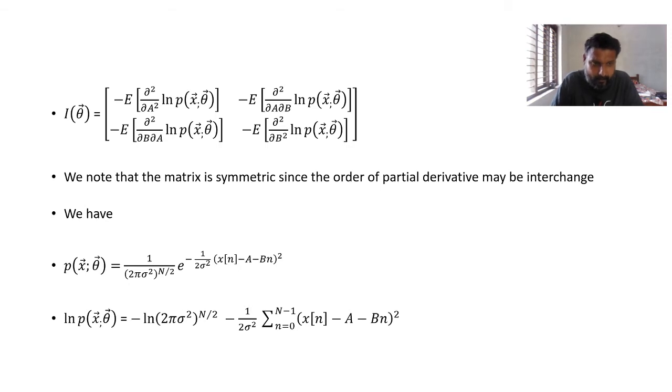Afterwards you just take ln of p of x of theta, which is nothing but minus ln of (2 pi sigma square) raised to n by 2 minus, the exponential, if you are taking the natural logarithm, the exponential anyway will go, so it will be minus 1 by 2 sigma square sum n equal to 0 to n minus 1 x of n minus a minus b n the whole square. Now what we will do, we will differentiate this one with respect to a.